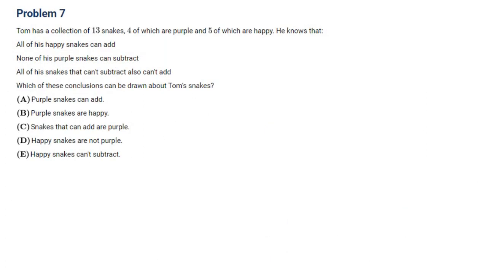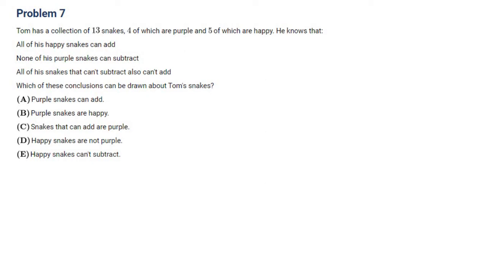Problem number 7. Tom has a collection of 13 snakes, 4 of which are purple, and 5 of which are happy. He knows that all of his happy snakes can add, none of his purple snakes can subtract, and all of his snakes that can subtract also can't add. Which of these conclusions can be drawn about Tom's snakes? So A, purple snakes can add, B, purple snakes are happy, C, snakes that can add are purple, D, happy snakes are not purple, and E, happy snakes can't subtract.